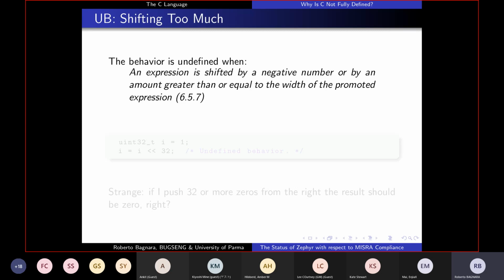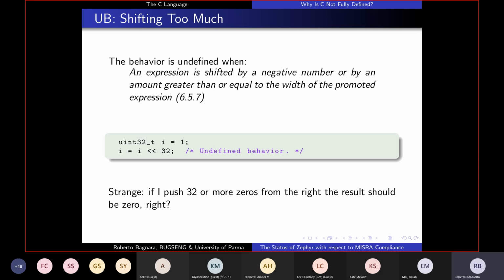Another example is very instructive, another undefined behavior that has to do with shift operators. It's undefined behavior when an expression is shifted by a negative number or by an amount greater than or equal to the width of the promoted expression. It's rather easy to understand why a negative shift count is undefined behavior. If the language was not defined this way, the compiler would be forced, for every shift, to test the shift count for negativity and then do something sensible. For example, shifting to the left by -2 positions might be compiled as shifting to the right by 2 positions. So this is easy to understand.